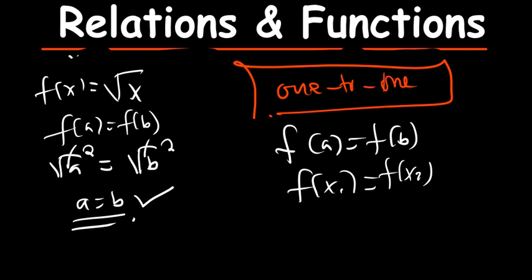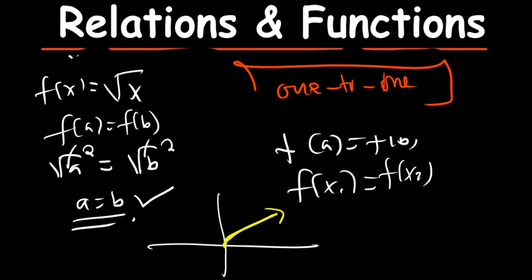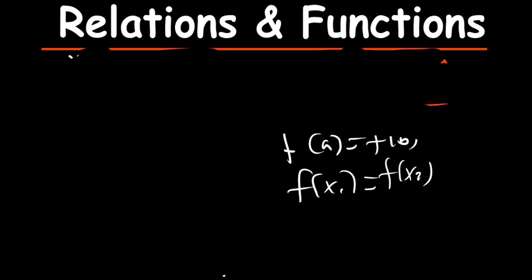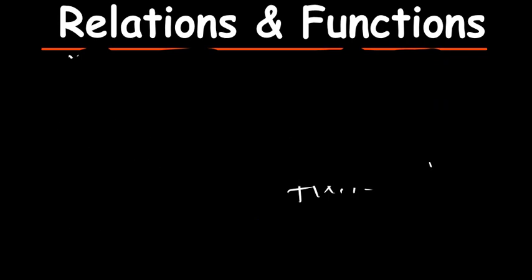You can also prove it using a graph. This function goes like that. If this function goes like that, it only touches one point at x. That's why it is a one-to-one function. Let's say we have another example. How can we show that it is one-to-one?